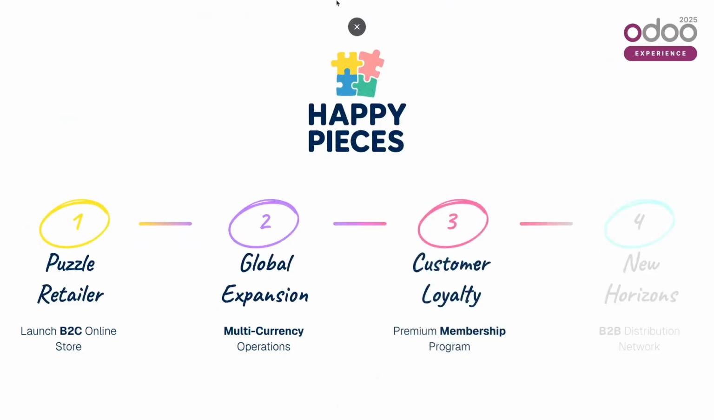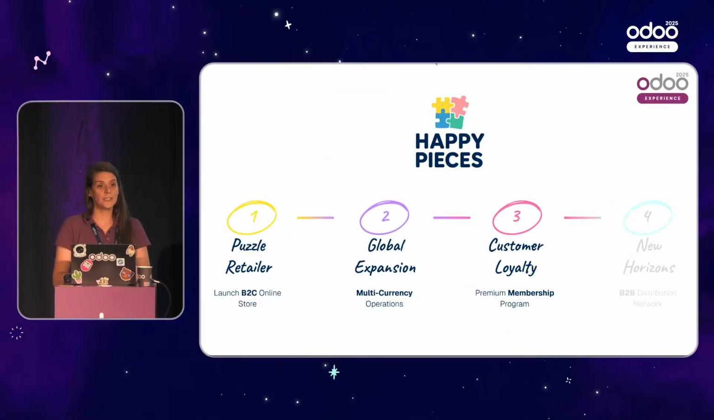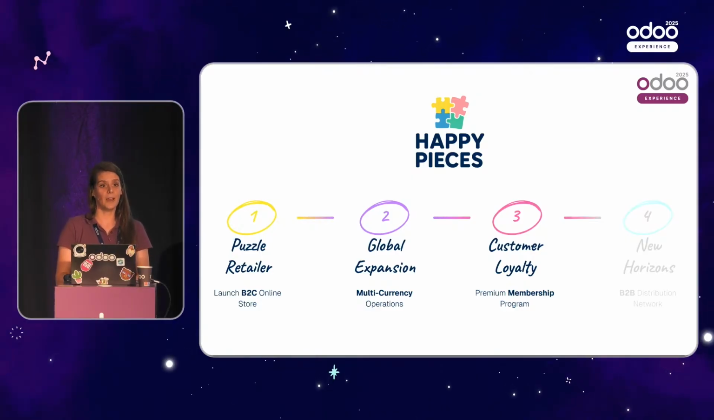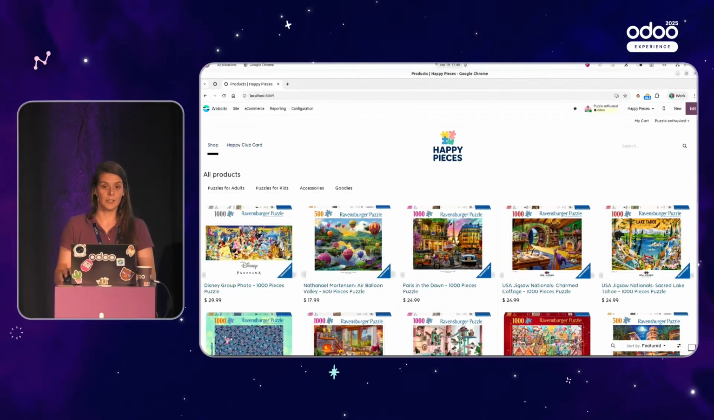All right. So now, to boost customer loyalty, they have decided that they also want to launch a premium membership program, meaning that people who buy a subscription on their website will have discounts on the puzzle products and will get free delivery. They will also be managing that in the price list in Odoo.